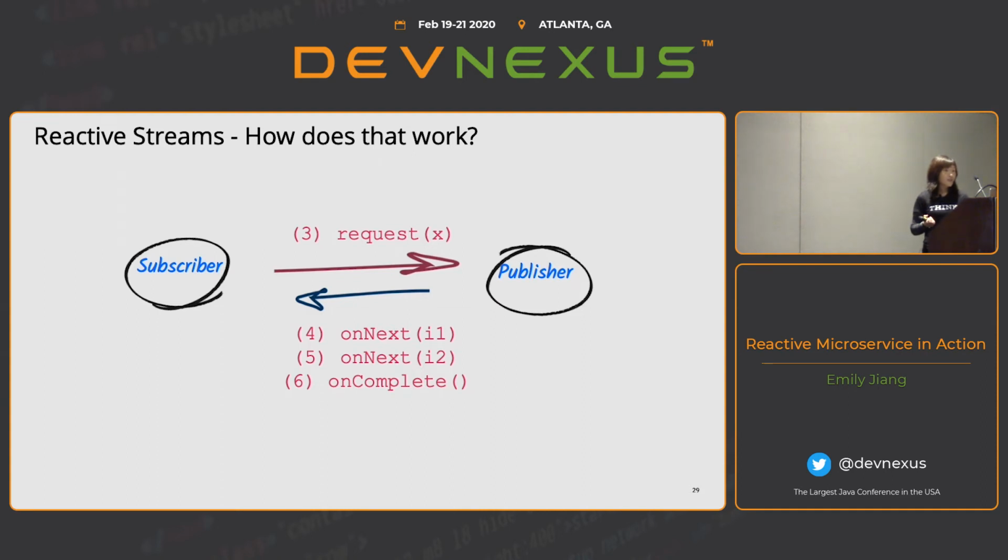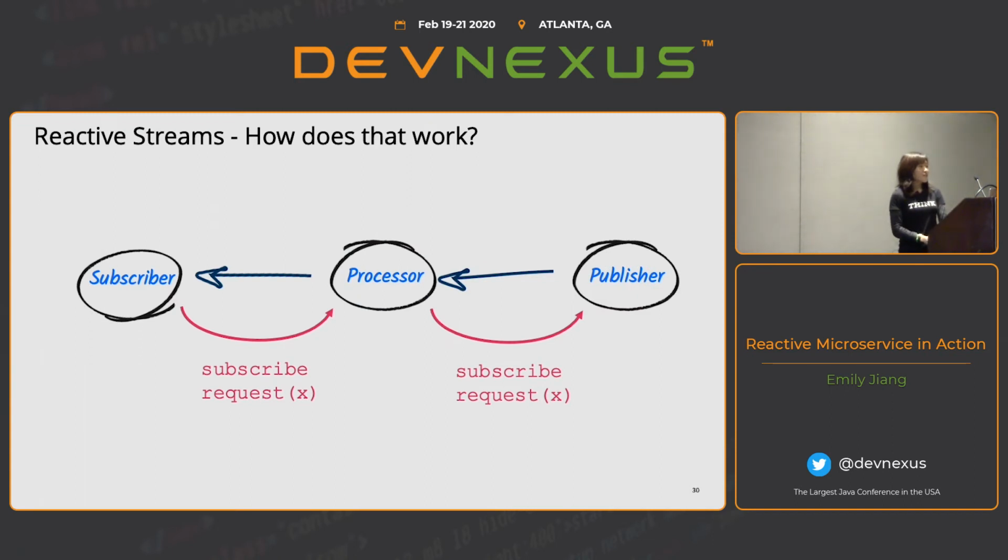When the publisher has a message to publish, it will automatically call onNext. If the subscriber says, okay, I can only cope with 2, it will only give you two things. And when the publisher has no more things to publish, it will call onComplete. So the subscriber will no longer get anything.